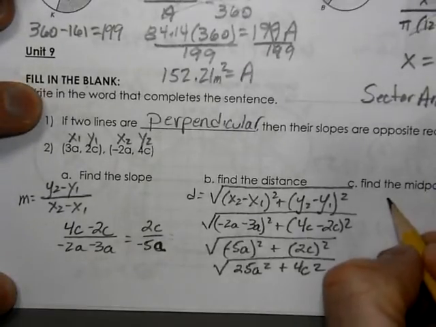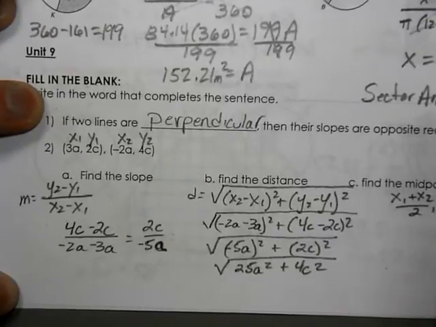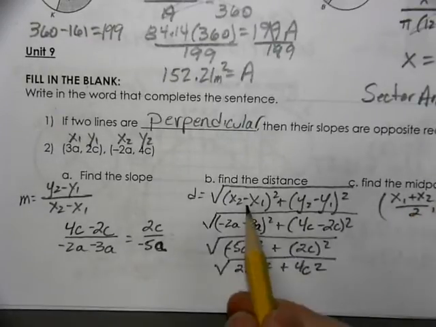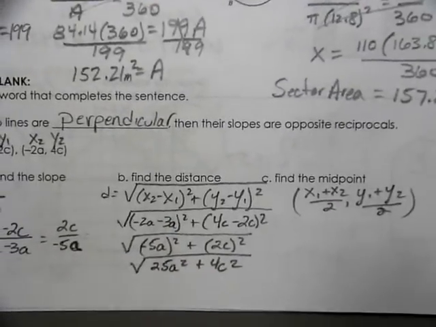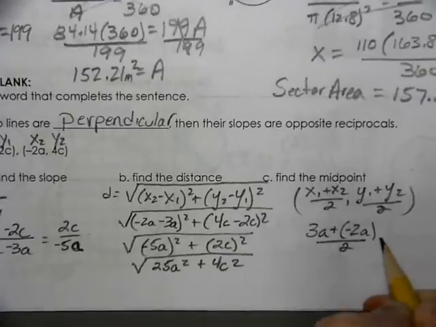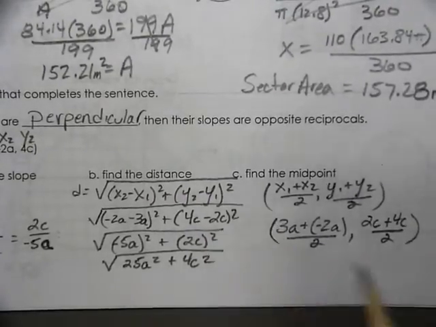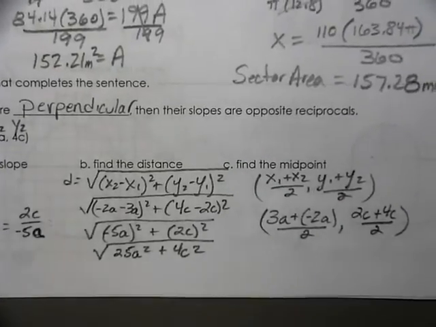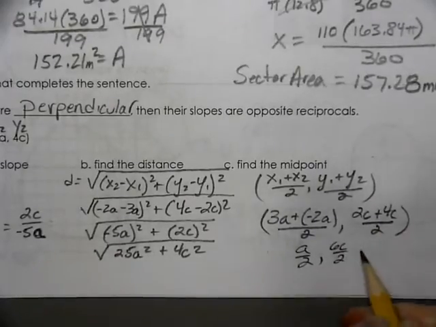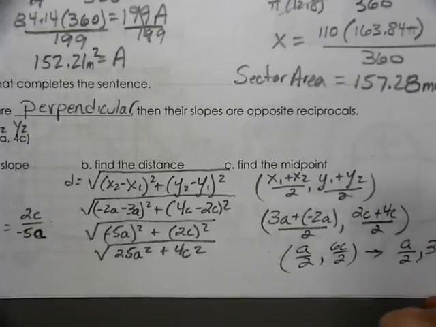Find the midpoint. Well, the midpoint formula, x1 plus x2 over 2, y1 plus y2 over 2. Notice that this is the only one that has a plus in between the x's. There we had a minus, here we had a minus. 3a plus a negative 2a and 2c plus 4c. So this becomes a over 2, and this is 6c over 2. So we got a over 2, or half a, and this is 3c.